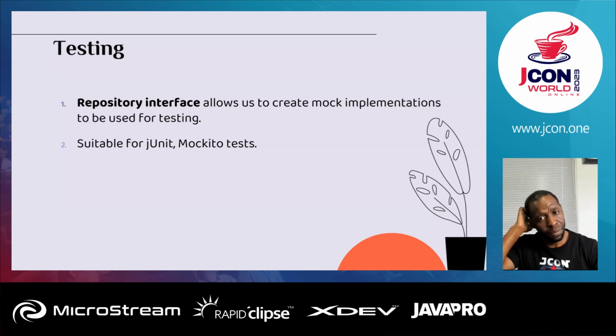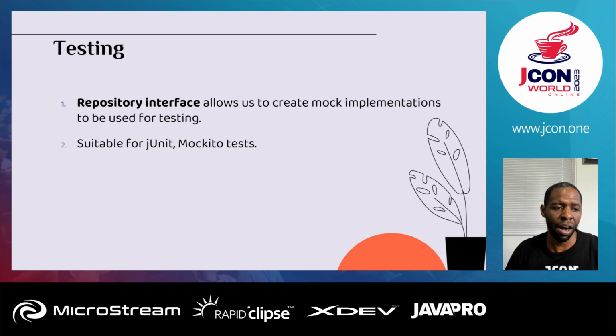Testing. Testing is possible because we can mock the interfaces. You can create dummy interfaces and use Mockito or JUnit to inject and do your mock, for example. And that's basically the underlying way of how we have done it.